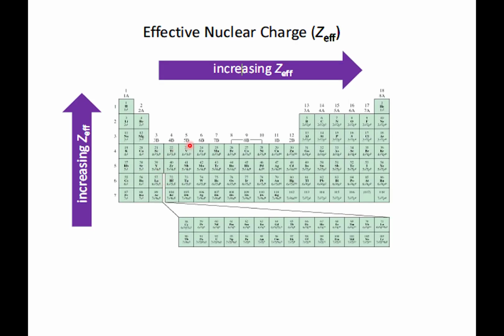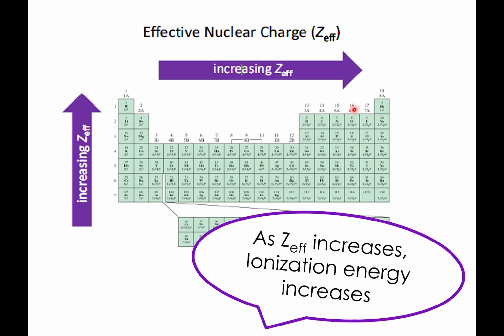Okay, let's remind ourselves about this periodic trend of effective nuclear charge. I know we've talked about this so many times, but remember that your highest effective nuclear charges are in this upper right-hand corner of the periodic table, so fluorine, neon, helium. And remember that we talked about how as effective nuclear charge increases, our ionization energy increases.